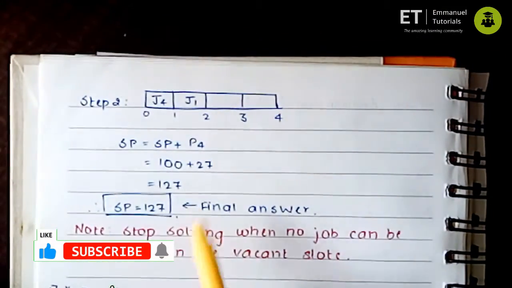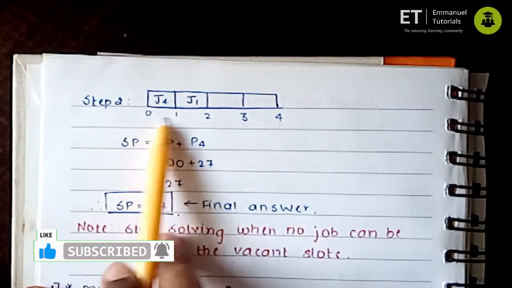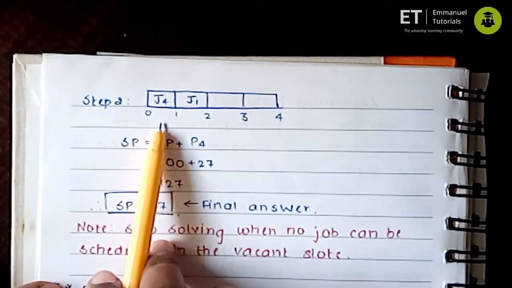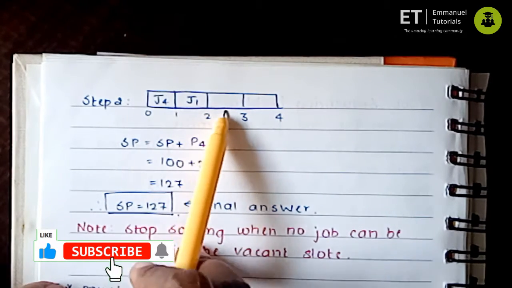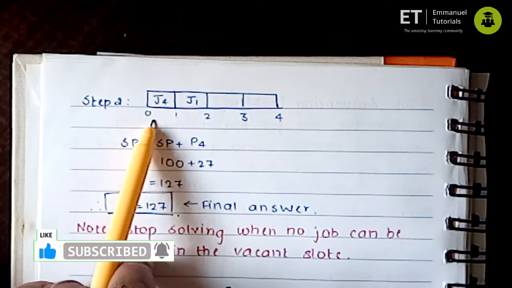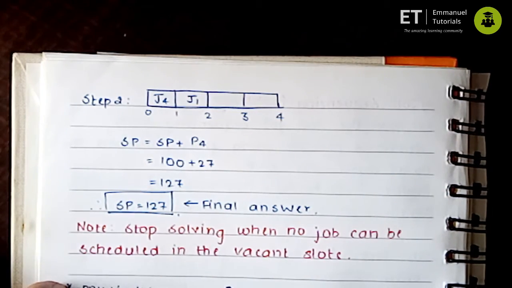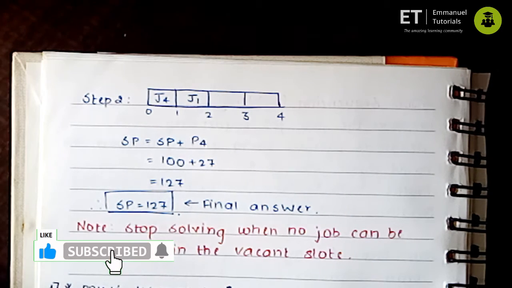So this would be our final solution. So the profit would be total of 127 and this would be the job sequence. So J4 will be completed and then J1 will be completed. We can't complete J2 and J3 because they wouldn't have been able to complete before the deadline. Hope you all understood how to solve the job sequencing problem with a greedy approach.